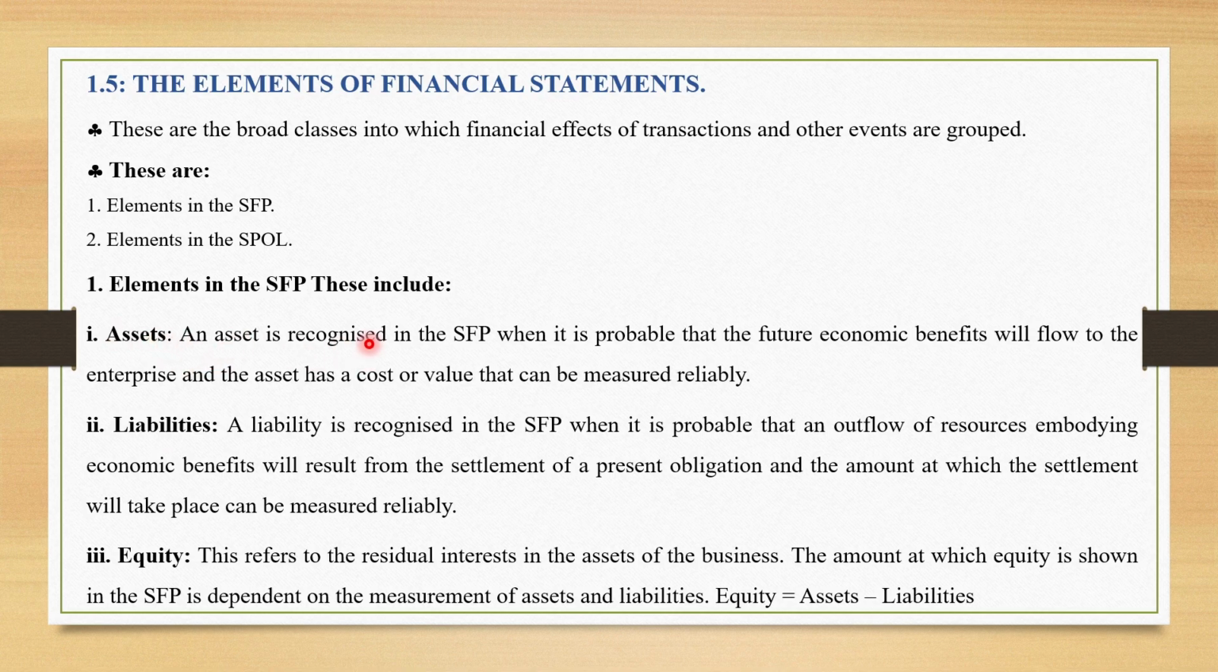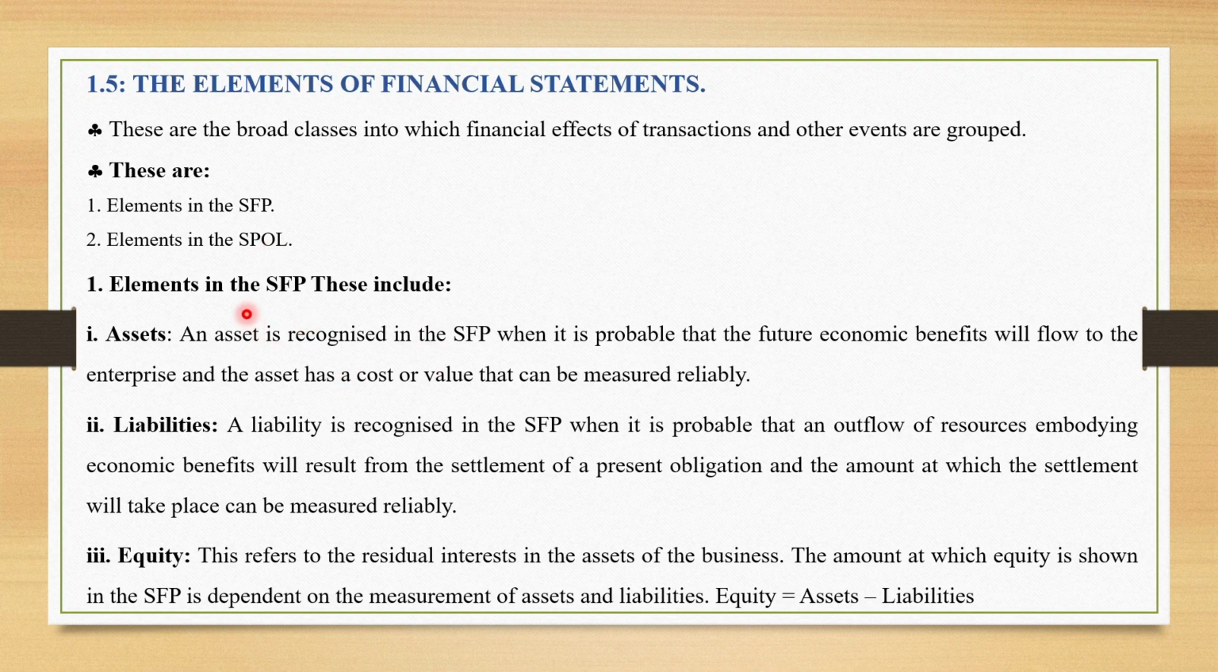An asset is recognized in the statement of financial position where it is probable that future economic benefits will flow to the enterprise, and the asset has a cost or value that can be measured reliably. So, in other words, an asset is a present economic resource which is controlled by an entity as a result of past events. Yeah.